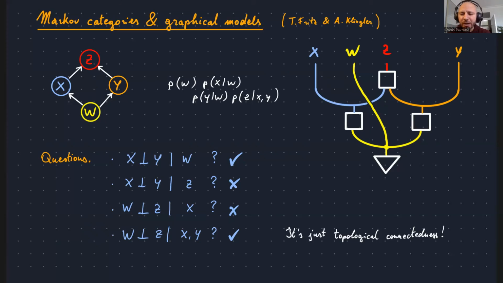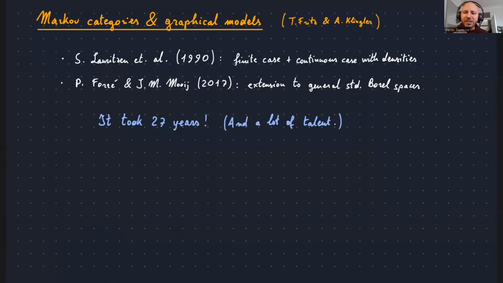Let me also spare a couple of words about how you prove this. Markov categories are not just about graphically representing things, but they're also about proving theorems. Now, as far as I know, the d-separation criterion, so this relationship between the graph structure and the conditional independence structure, was proven in the 90s in this paper by Lauritzen.